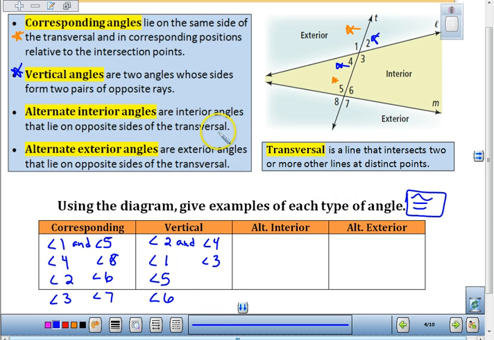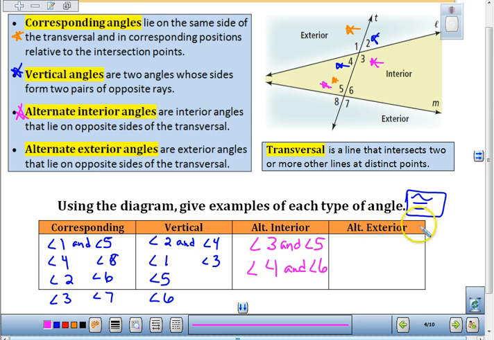Let's look at the definition of alternate interior angles: they are ones that lie on opposite sides of the transversal. We're going to label those in pink. Alternate interior angles would be on the inside of this gray area, but on opposite sides of this transversal. So if I was looking at angle 3 and angle 5, you should see one more pair that are also alternate interior. They have to be on the inside between the two lines. So we would also have angle 4 and angle 6.